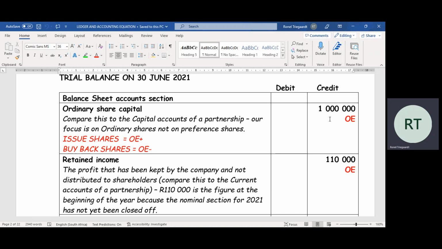So ordinary share capital increases when the company issues the shares.